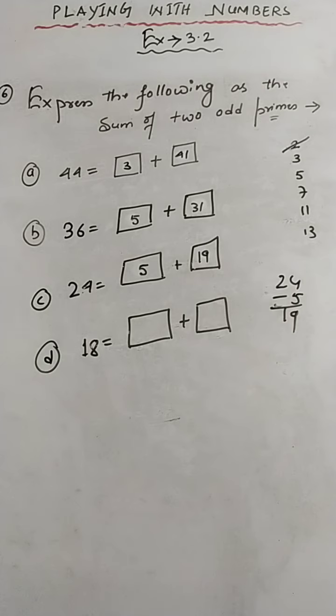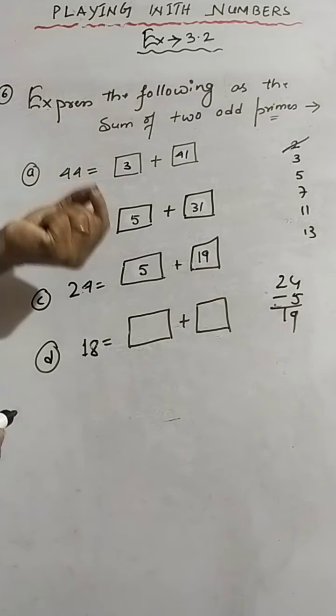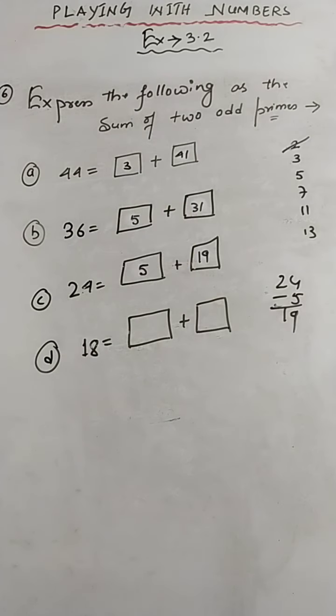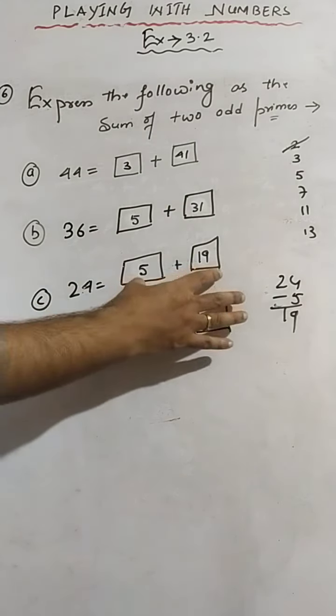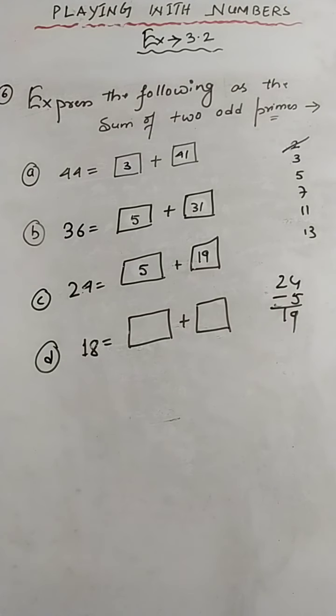So we see some light, isn't it? 19 is an odd number. Is it a prime number? Absolutely, it is a prime number also. So we are also done with sum number C. It's a combination of 5 and 19. If you add these two numbers, we get 24.